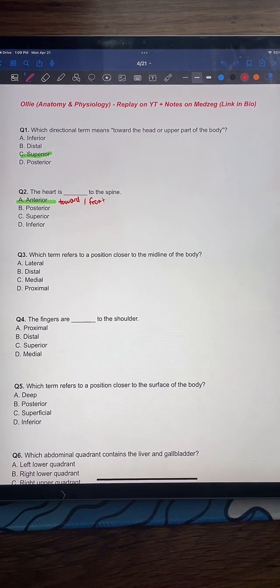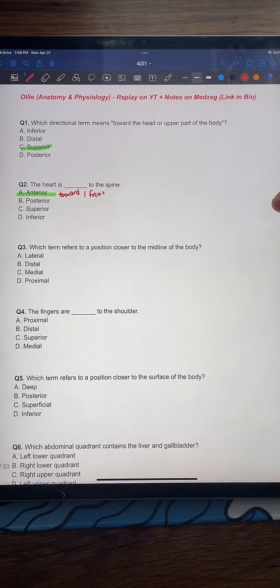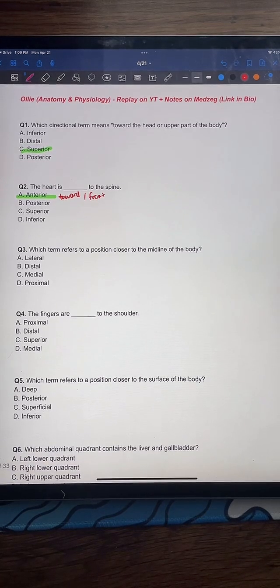We're on number 3 now if you're just joining us, which asks, which term refers to a position that is closer toward the midline of the body?